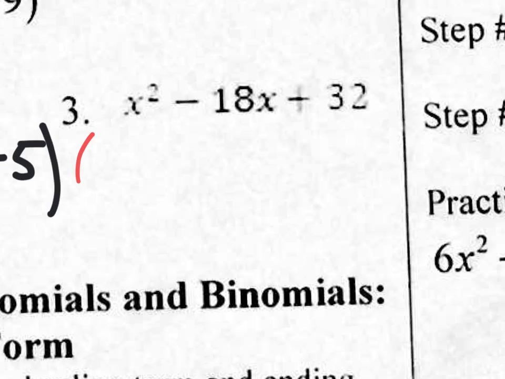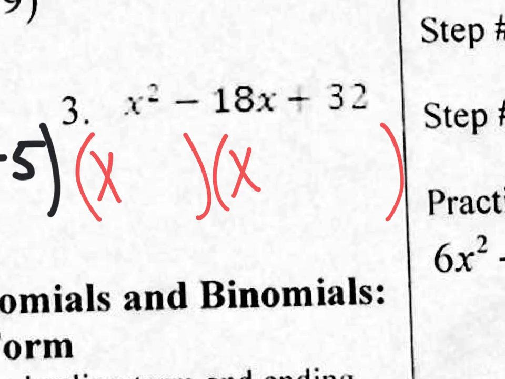What times what is positive 32 that if you add together is negative 18? Okay, well, let's make a list. How could I get positive 32? Well, 1 times 32, that'll do it. 2 times 16, that'll do it. 4 times 8 is 32. Those are all the combos right there: 1 times 32, 2 times 16, and 4 times 8. Anyhow, which pair of numbers will combine together to give us a negative 18?